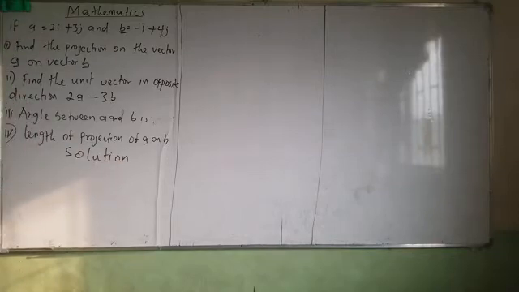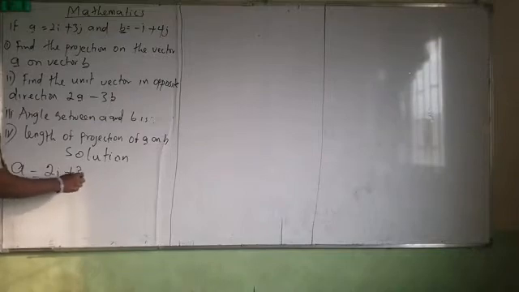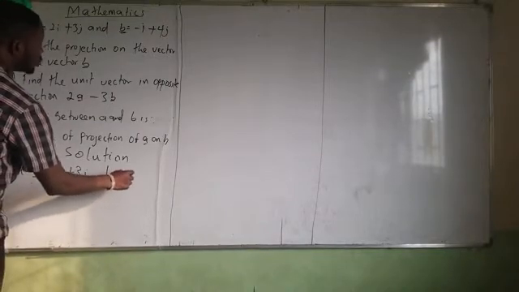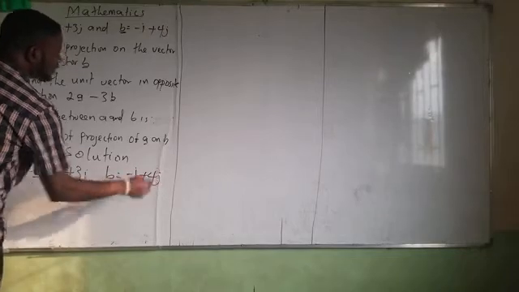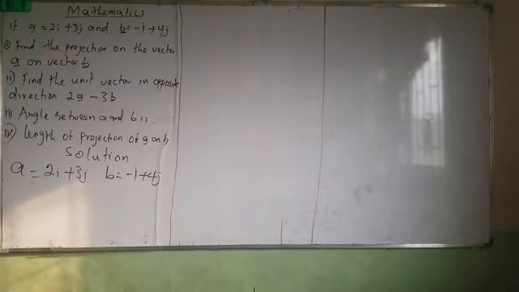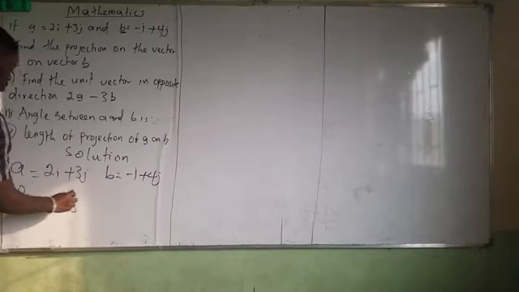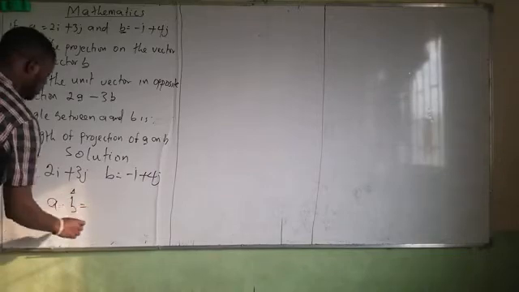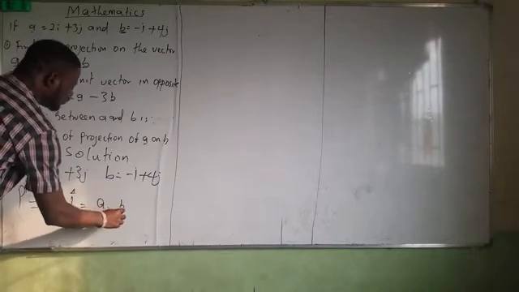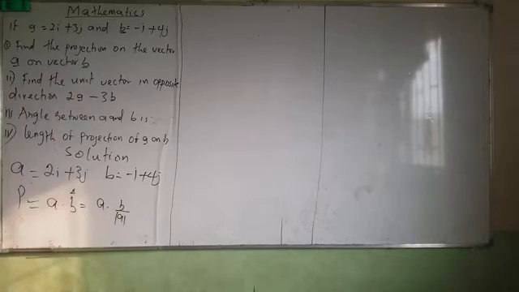Now, how do I solve something like this? It's a very simple one. The first one, you are asked to find the projection of A on B, where A equals 2i plus 3j and B equals minus i plus 4j. Now, very important, I want to find the projection. My projection will be equal to A dot unit vector of B, which I told you also implies A dot B all over magnitude of B. Now, what is my A?